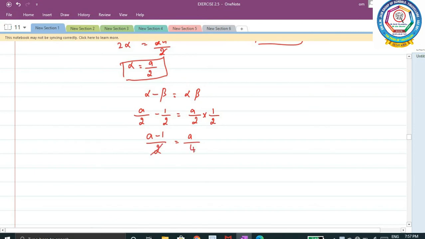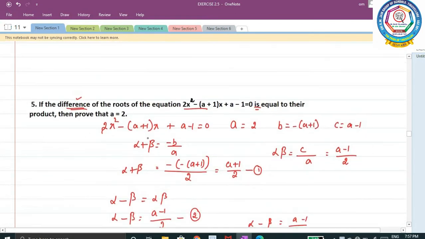So if I cancel this one, 2, so a minus 1 equal to a by 2. Cross multiply, 2a minus 2 is equal to a. So 2a minus a is equal to 2. So we prove a is equal to 2.